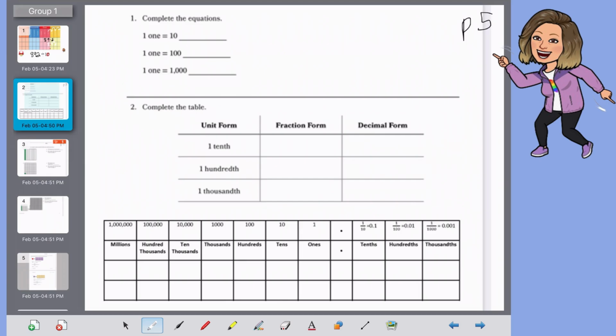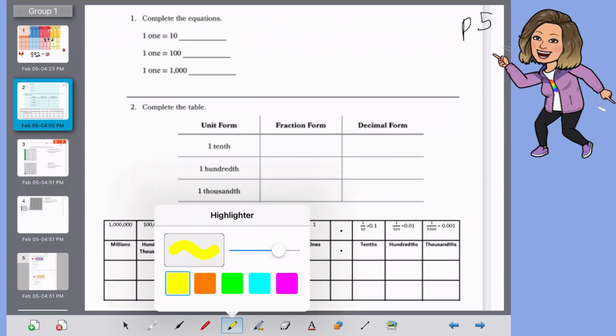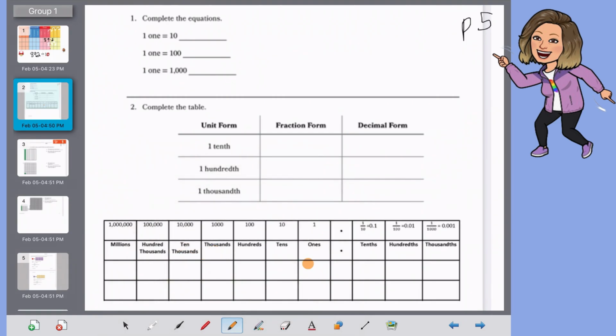Okay, so the first thing that we want to look at here is complete the equations. We are on page 5. I know that if I have 1, I'm going to look down here at this place value chart, and if I had 1 in my ones, I know that I could decompose that to be 10 of something else. Now, decomposing tells me that I would go that way. So it becomes 10 tenths.